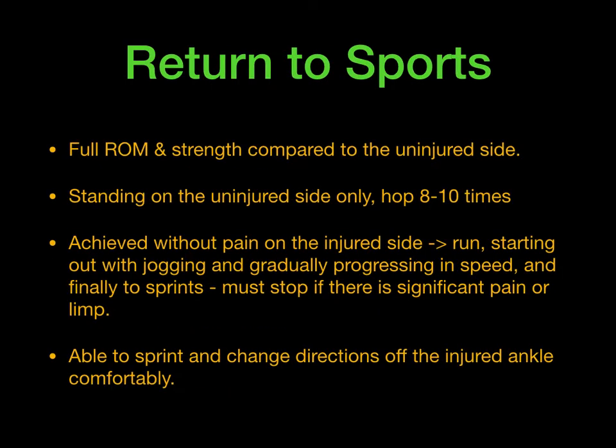When do you allow them to return to sports? When they have a full range of movement and strength compared to the uninjured side, when they are able to hop 8 to 10 times on a single leg, which is the injured side, and once they are able to do that, you allow them to run, but only gradually. So first jogging, then asking them to increase their speed, and finally to sprint. They should be able to sprint and change directions on the injured ankle before you allow them to get onto the field.